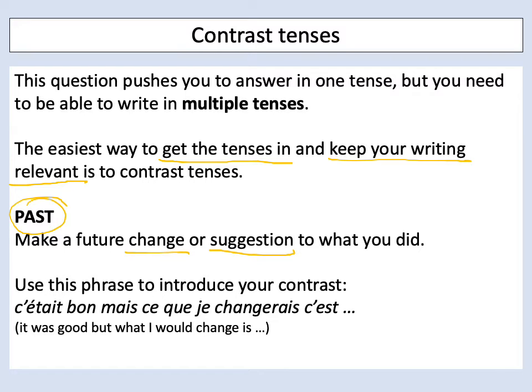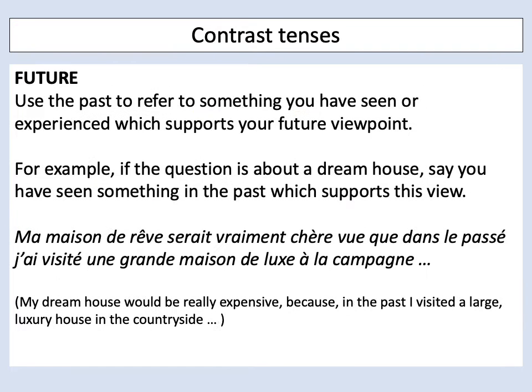And I'll repeat it. You are just going to use this little phrase here. It was good, but what I would change is, and then you will continue talking in the future tense. The link is completely relevant because you're talking specifically about the thing that you'd already done, and it's also introducing those other tenses. So just use that phrase to introduce your contrast.